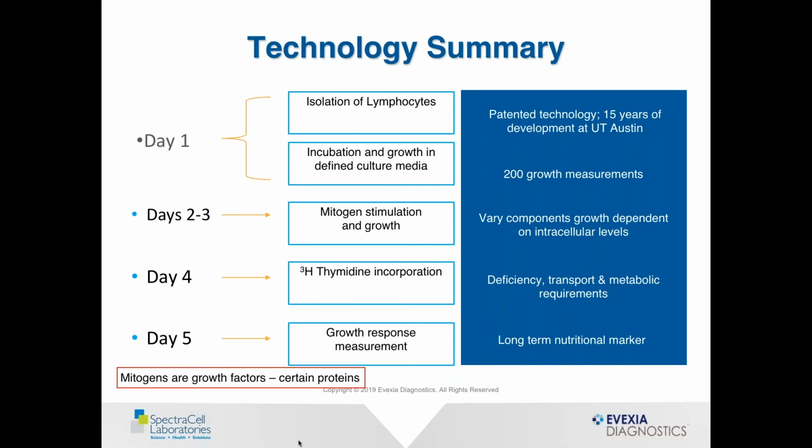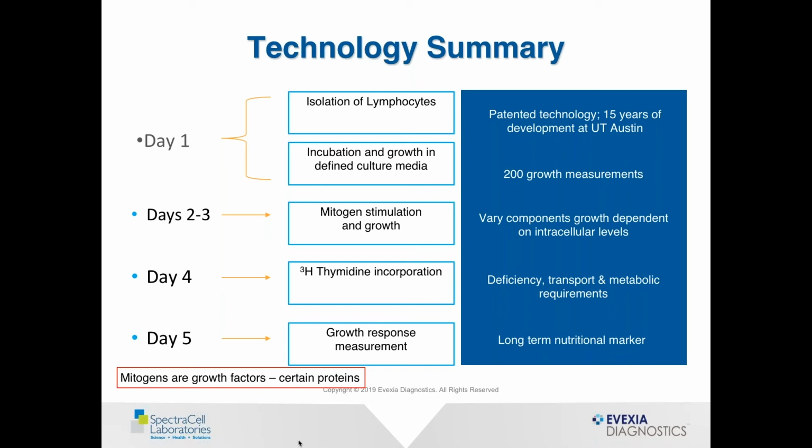So here's a summary of the technology. So the blood is drawn, you do what you got to do, you send it back to the laboratory. All the instructions are there. It's really good. Here's day 1 through day 5. This is what's done at the left. So on day 1, they're going to isolate the lymphocytes from the blood. They're going to incubate them and grow them in a defined culture medium.